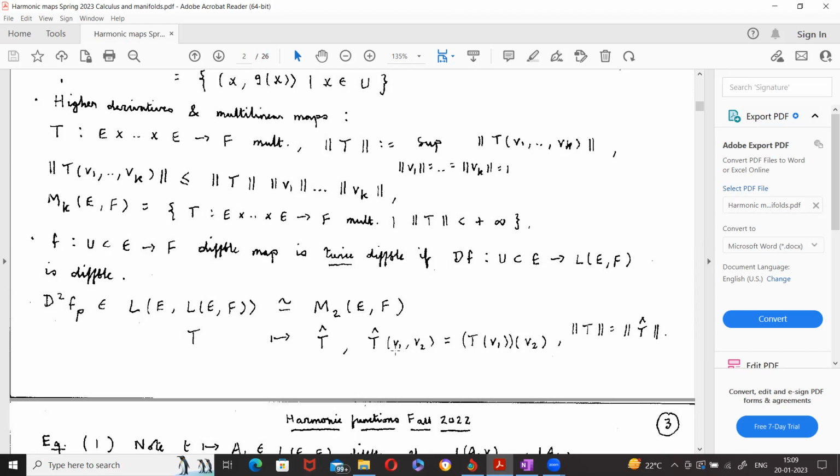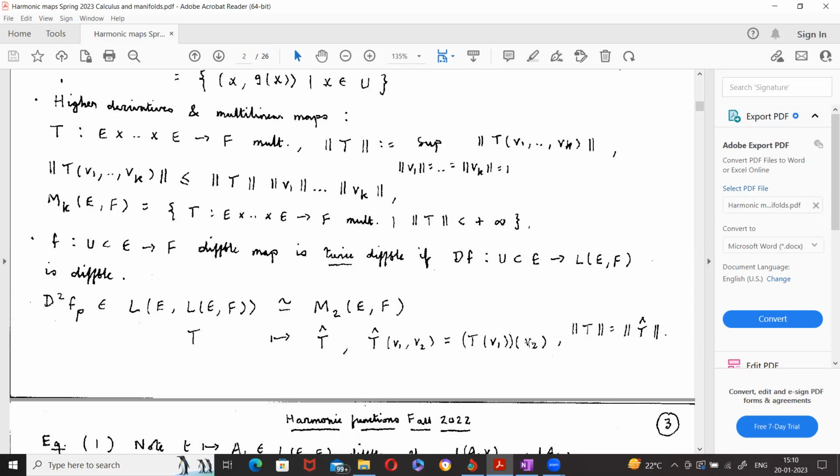So T hat applied to two vectors V1, V2 is the following. You first apply T to the vector V1. That gives you an element of L(E,F). Now that can act on another vector. You let that act on the vector V2. Is that clear? So this will become a bilinear function of V1, V2, right?